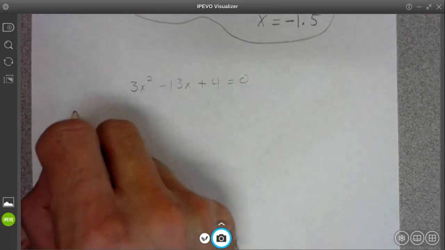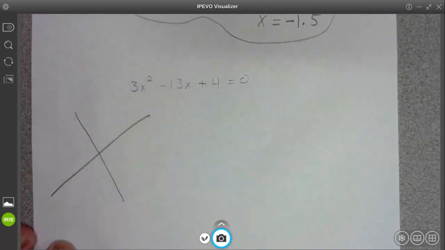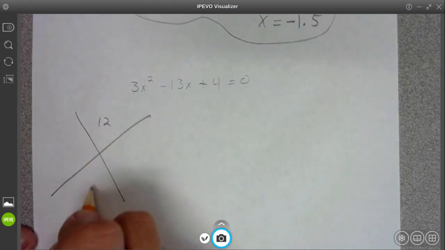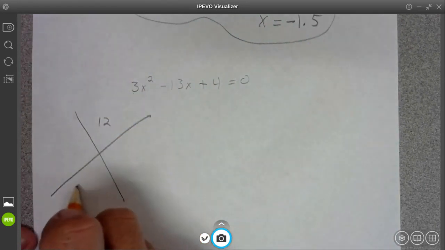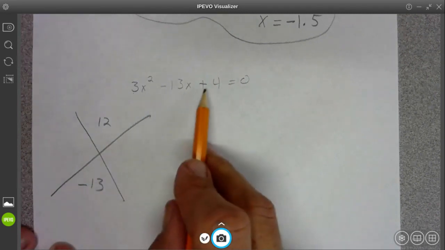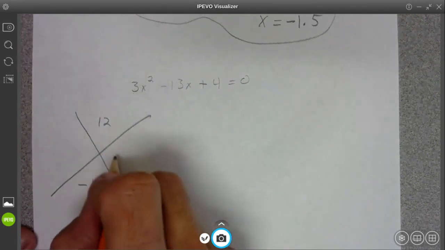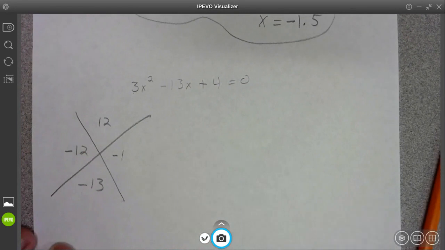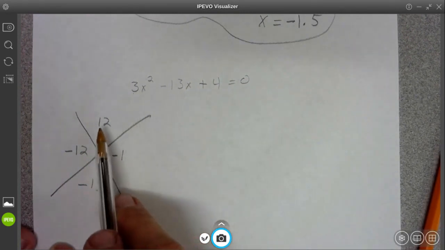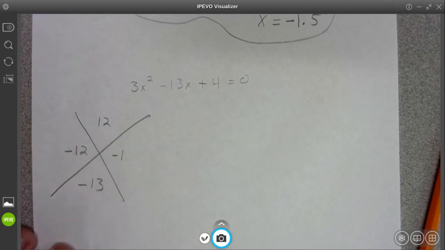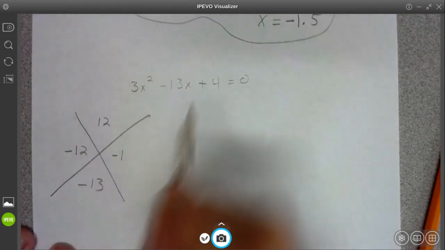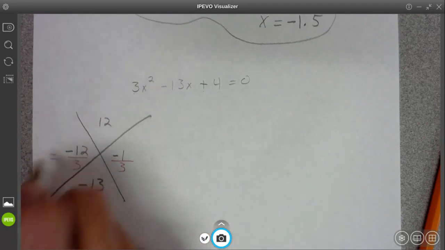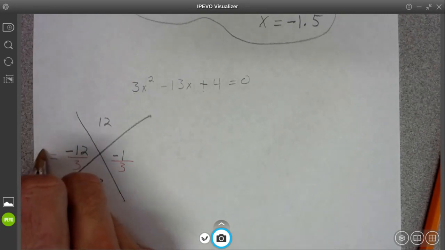All right, AC method here to factor it. There's no GCF to factor out or to divide by. 3 times 4 is 12, and those have to add up to negative 13. Same signs, and this means they're both negative. So it's actually going to be negative 1 and negative 12. They multiply to 12, and they add up to 13. Divide by 3, because that's my A term. Negative 12 over 3 will simplify to negative 4.